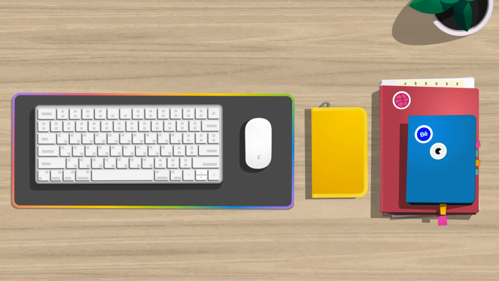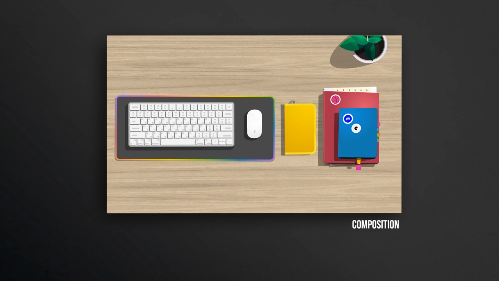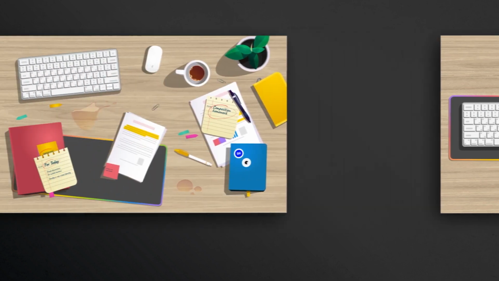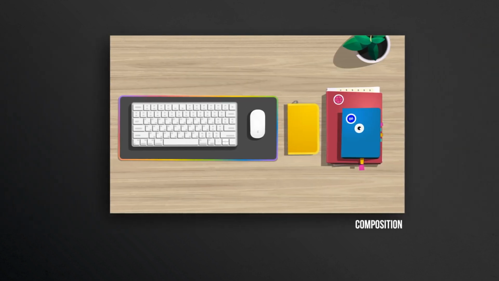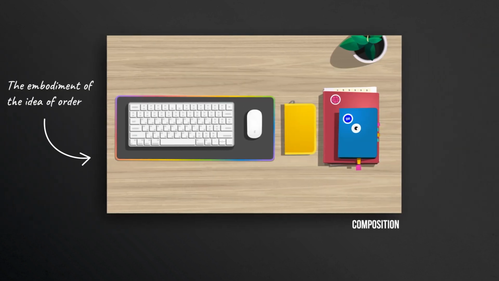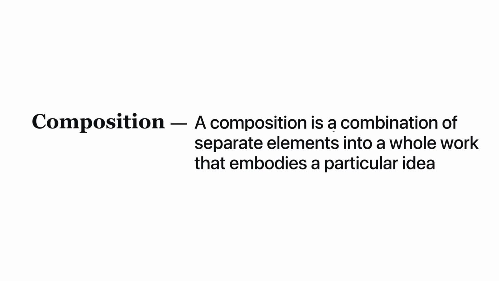Now, your desk is organized, and this set of objects can be called a composition. But why wasn't the previous mess considered a composition, even though it consisted of almost the same parts? This is because it lacked order and meaning. The order you created, on the contrary, embodied your idea of convenient organization of space. So a more complete and accurate definition of the term composition is as follows. A composition is a combination of separate elements into a whole work that embodies a particular idea.